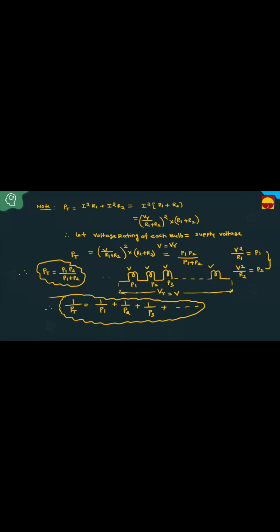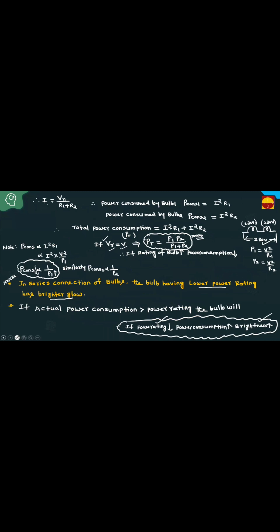These are the observations if the bulbs are connected in series. Very important, three observations here. If the bulbs are connected in series, one is that power consumption is inversely proportional to the rating of the bulb. The second one is that in series connection of bulbs, the bulb having the lower power rating has brighter glow. The bulb with the lesser rating is brighter.